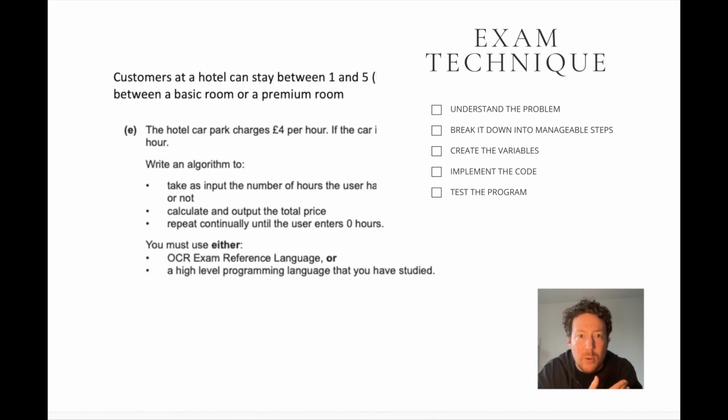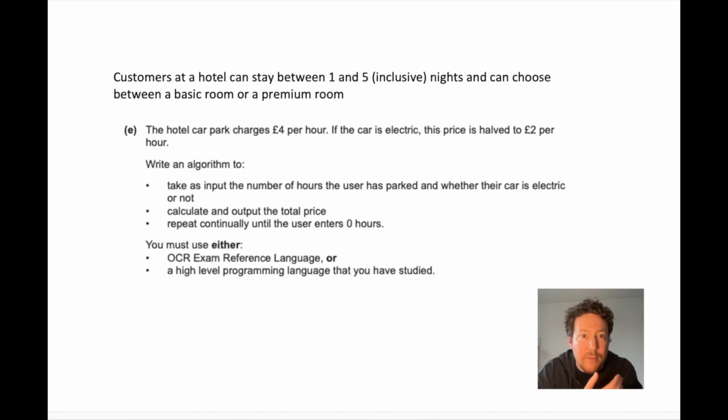So if we look at the question, it's £4 per hour. So if I park for 2 hours, that would be £8 if I do not have an electric car. If I do have an electric car, that cost is going to be halved. So that 2-hour cost is only going to cost me £4 in total. So we need to implement an algorithm that's going to be able to do that.